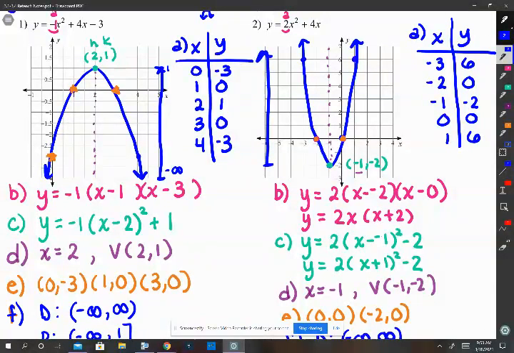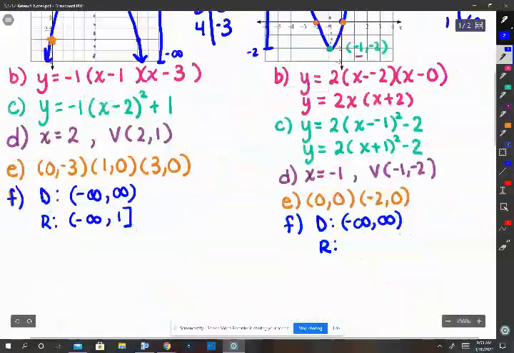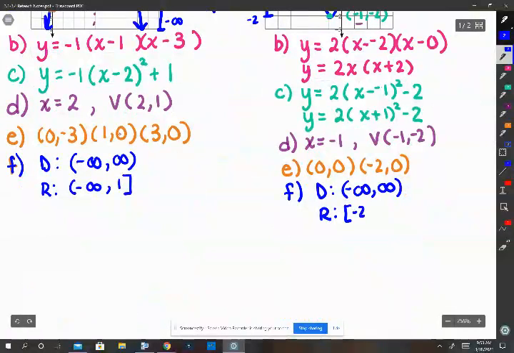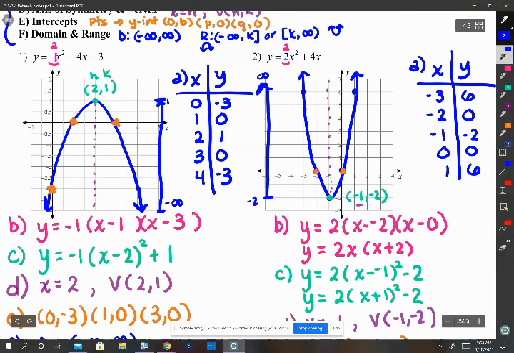This one starts at the bottom, which is at -2 and goes up to infinity, where the other one started at -infinity and went up to 1. So it stopped here. So when we look at that, we're just going to write -2 with a bracket up to infinity. Okay, and again, that's when we're given standard form. We can get the other forms from that.